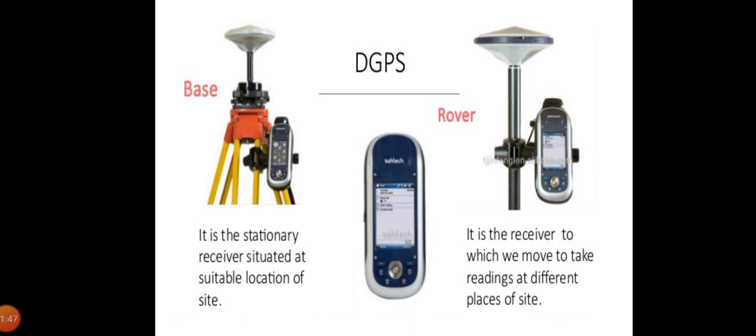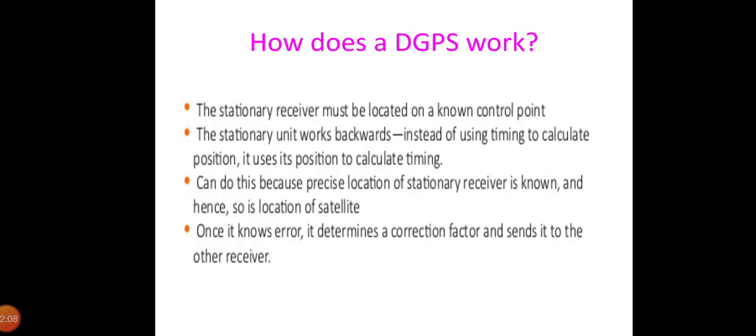The diagram which we are seeing now shows the base and rover parts of the DGPS. The base is the stationary receiver situated at a suitable location of the site. So this is the base equipment, and the rover is the receiver which we move to take the readings at different places of the site. Now let us see how DGPS works.